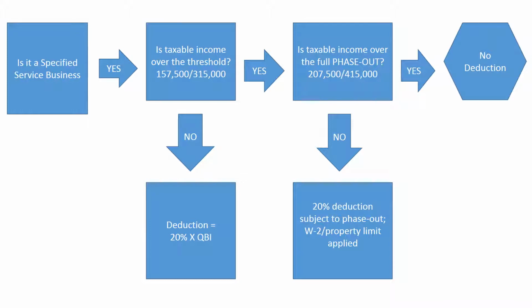If the answer is yes, then your next question is, is taxable income over the full phase-out, which is $207,500 for singles and $415,000 for married filing joint? If the answer is no, then your 20% deduction is subject to the phase-out, where you have to compute the wage and capital test. If the answer is yes, then you will receive no deduction whatsoever because you have completely phased out.